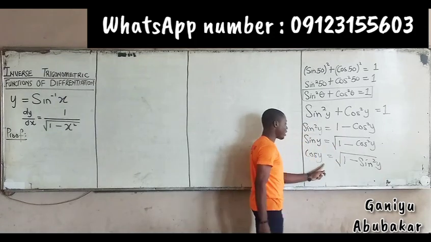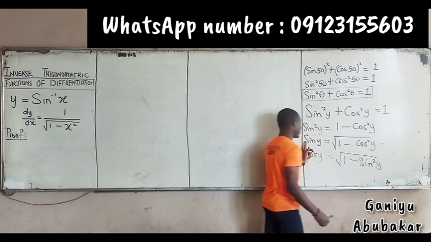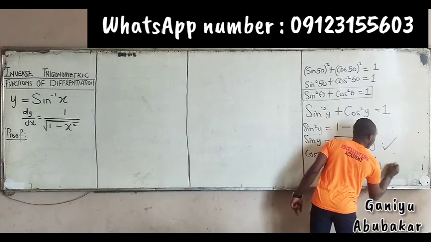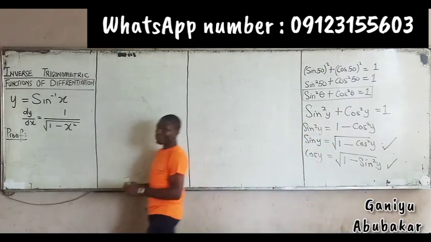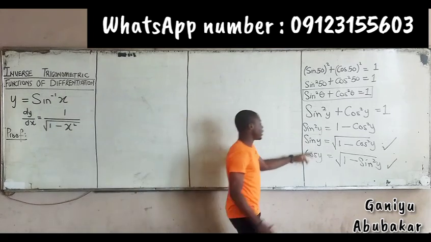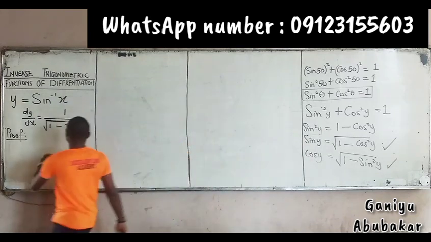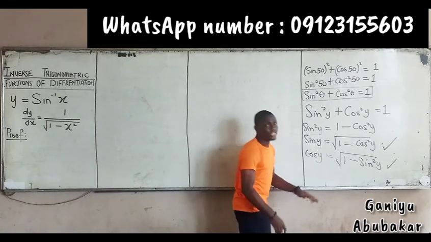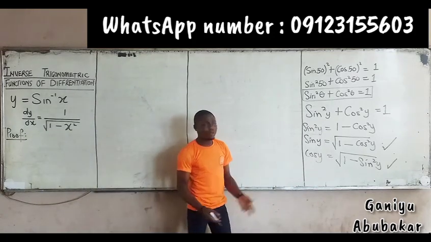So for cos y, I'll have sine squared y. For sine y, I'll have cos squared y. So we need these two in our proving. Alright, listen. It's quite simple, right?